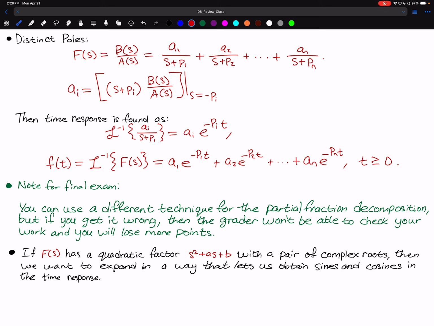But if you use a different technique and you get it right, then that's not a problem, because generally we'll look at the final answer and work backwards when we grade these things. So if you get it right, then it doesn't matter what you use.